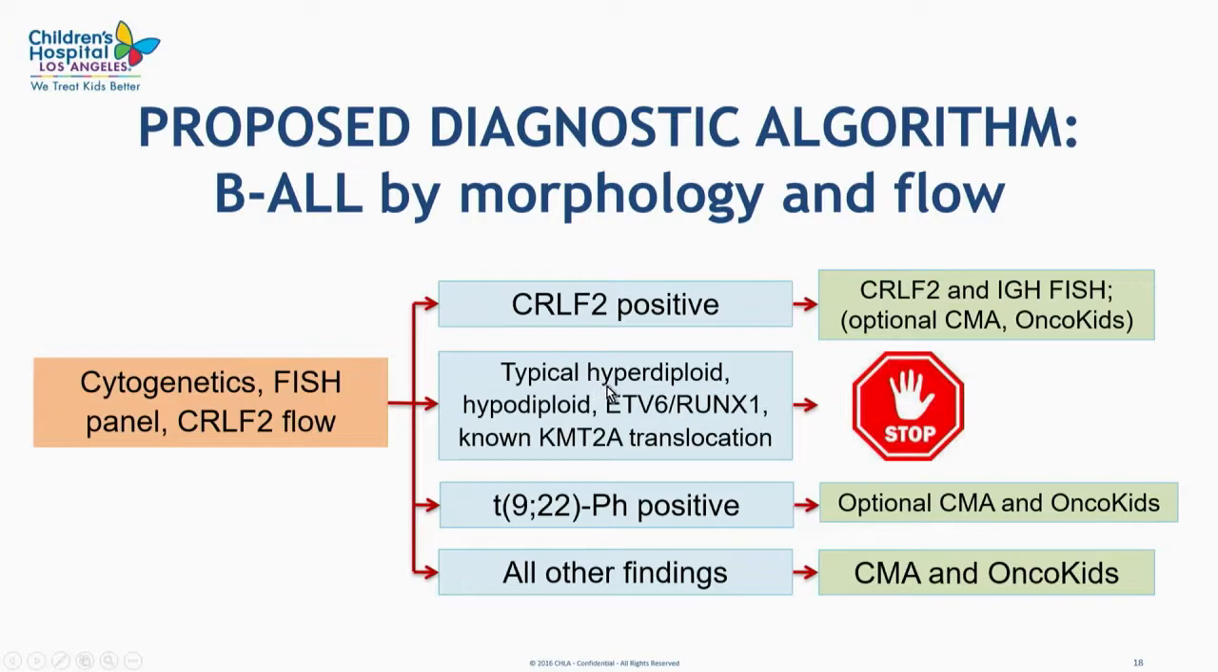If we have very typical hyperdiploid, hypodiploid, or ETV6-RUNX1, or very characteristic MLL translocation, we do not recommend routinely additional workup because although the additional testing will detect a lot of additional changes, that information is at this time not being used clinically. So we would think that it's sufficient to just have information based on cytogenetics and FISH. For Philadelphia positive cases, we also do not routinely do additional workup, but sometimes clinicians are interested in whether there is Ikaros deletion or whether there are mutations that would suggest resistance to tyrosine kinase inhibitors. And then for all other findings, we are continuing with CMA and OncoKids testing.